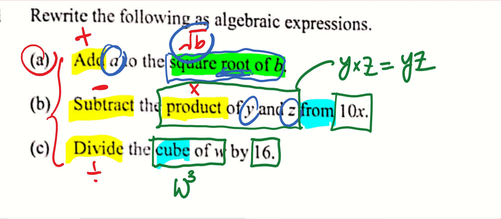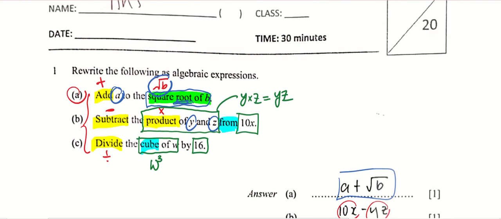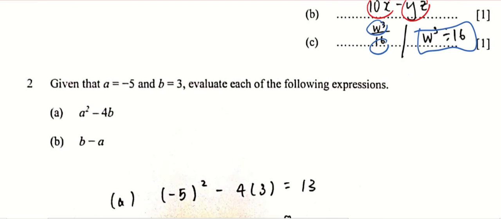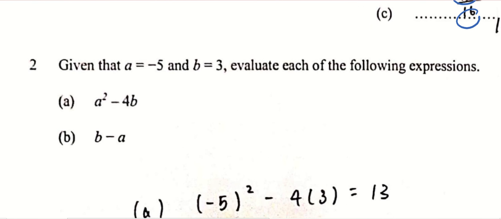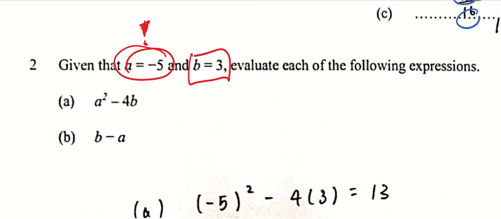But what does each item mean? You've got to figure that out for yourself. All right, moving on. Now, given that A is -5, when I see negative, I need to be alert. This is a negative number, and B is positive 3. Evaluate each of the following expressions. At the end of the day, what does this kind of question mean? For instance, in part A, A squared minus 4B equals a number. It shouldn't have any more letters remaining.